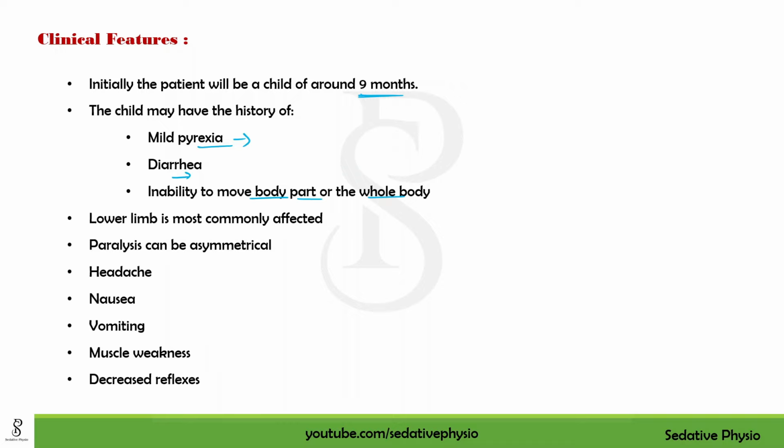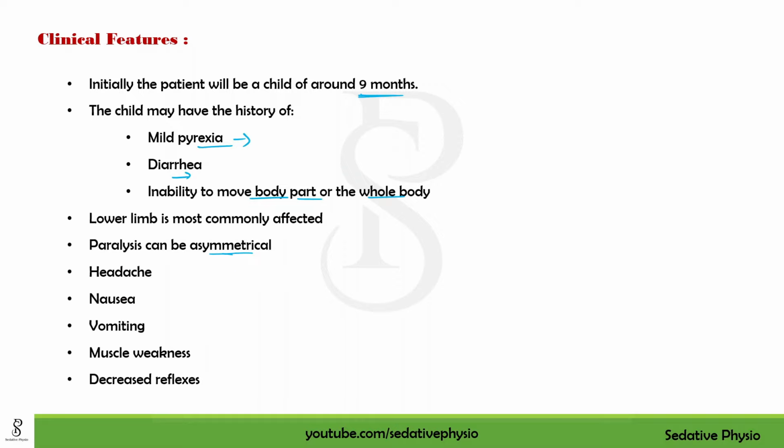The first one is the mild pyrexia. It means the mild fever. The second one is the diarrhea, and the third one is the inability to move a body part. There will be some difficulty in the movement of any specific body part, or it can include the whole body itself. Okay, now the lower limb is most commonly affected in the case of poliomyelitis. Paralysis can be asymmetrical. It is very important to note that the paralysis in poliomyelitis can be asymmetrical.